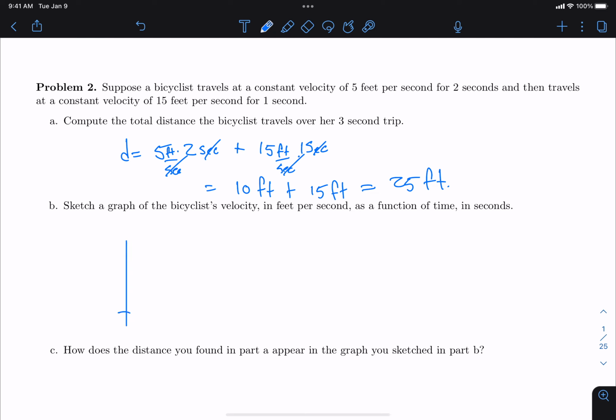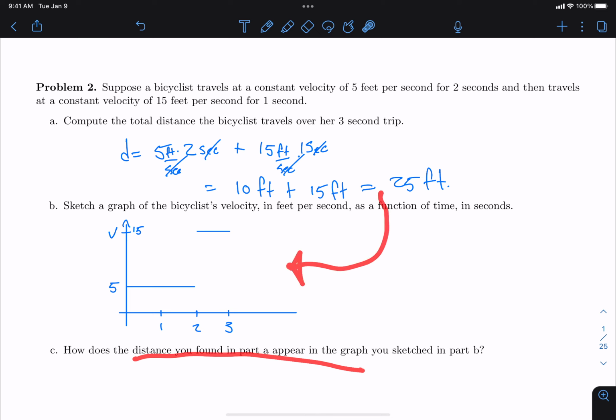And let's do the graph. So this time the graph looks like this. It's 5, and then it's 15. Yeah? So this is what the graph looks like. And, well, again, the distance that we found in part A appears in this picture in the following way. The 10 feet, that's the area under this part of the graph. And the 15 feet is the area under this part of the graph.